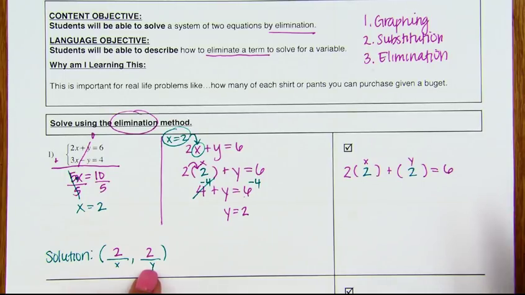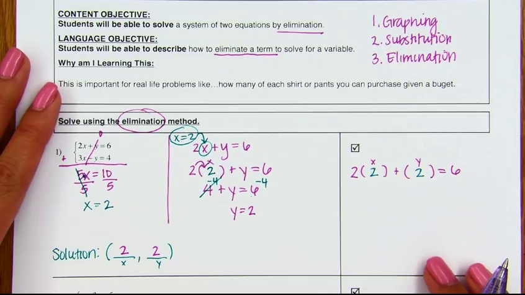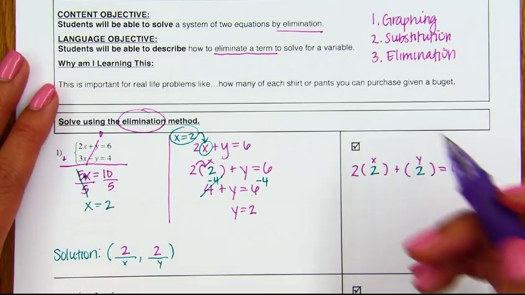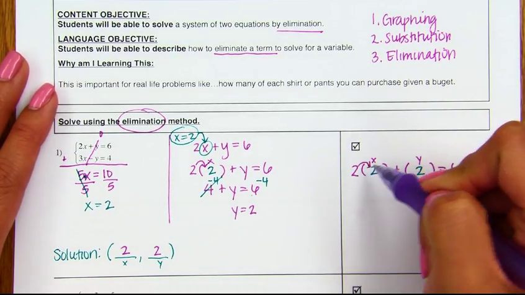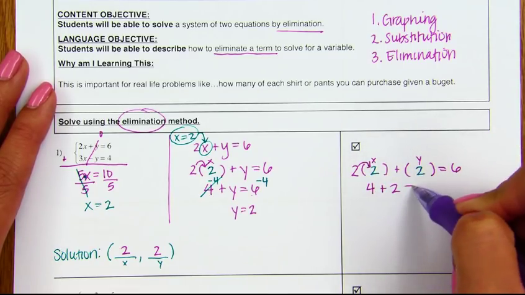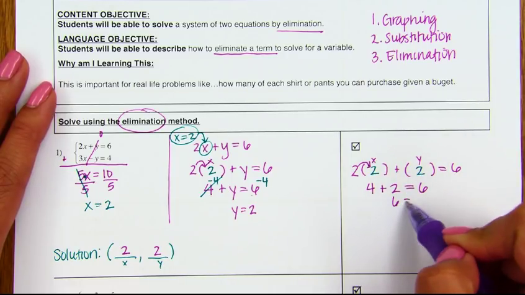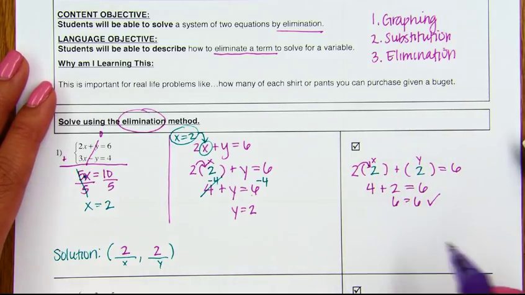So here you definitely have the option of just simplifying it by hand or using a calculator. I think the numbers are easy enough, so I'm going to go ahead and simplify it in my head. 2 times 2 is 4, plus, bring down the 2, does that equal 6? Yes, I would definitely say 4 plus 2 is 6. So it works for the first one.